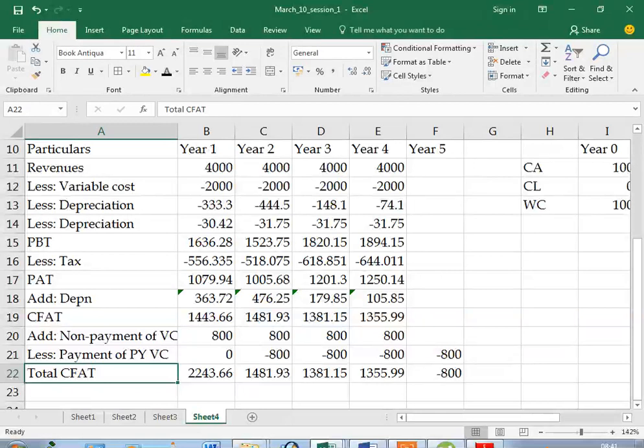Complete this. So ignore that. That will be confusing at this point of time. Ignore the current asset, current liability part. As of now, just understand it like this. I'll explain current asset and current liability in some other problem. Here it will become a little confusing.